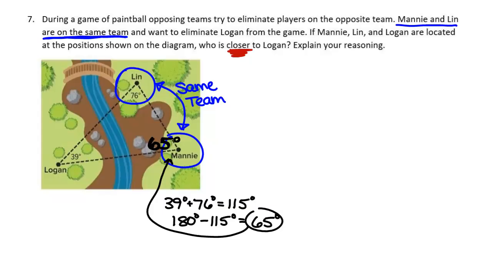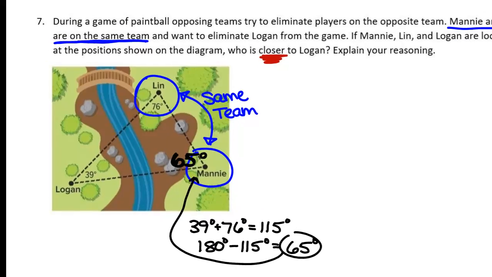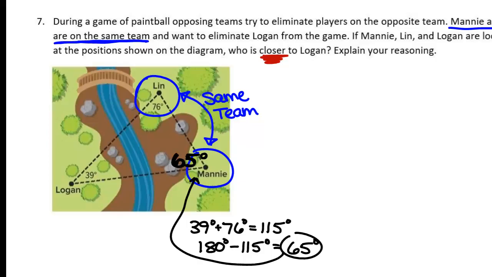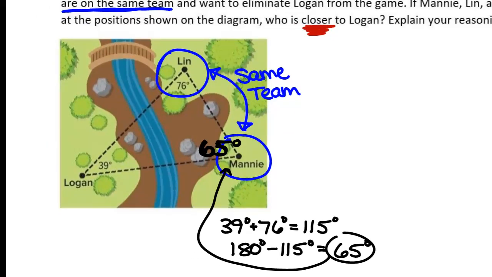Do we care about who is closer between Manny and Lynn? No. I want to know who's closer to Logan. So let's maybe turn this around and look at who's the farthest away, because then I would want the other person, right? Which side would be the longest side? 76 degrees is opposite the longest side. The distance between Logan and Manny. Which is opposite there. So here's my longest side.